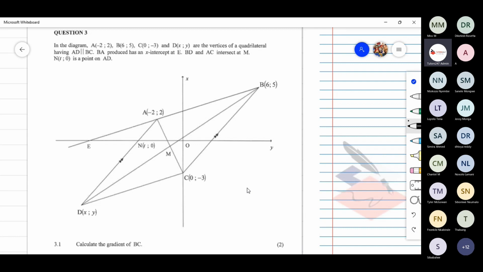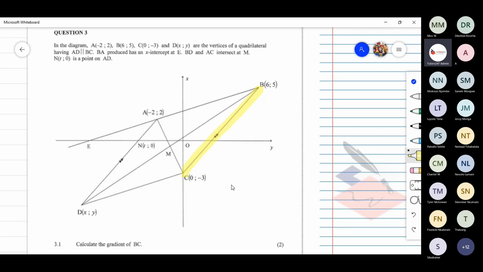So let us try to determine which particular method we are going to use for this question. I'll repeat the question once more. Question 3.1, calculate the gradient of BC. So our line BC, let me highlight the line so you can see which line we are referring to. We can see that we have the coordinates of B and we have the coordinates of C. So we are going to use the first method.